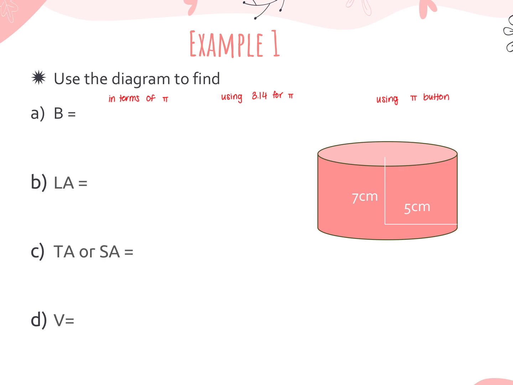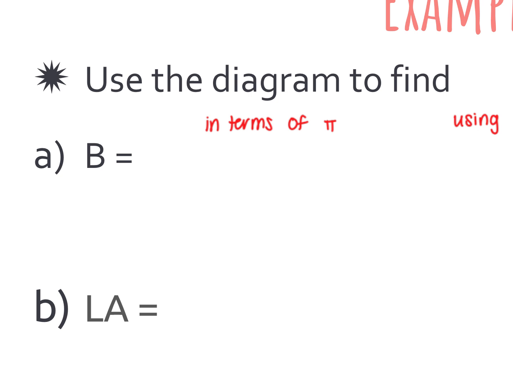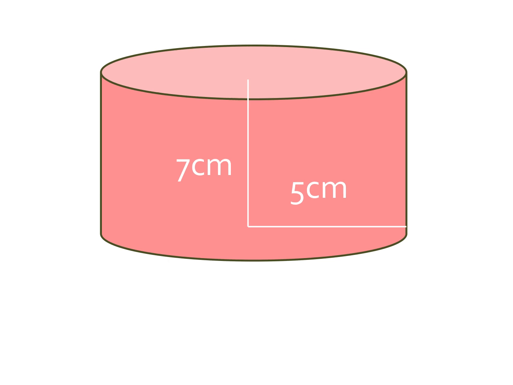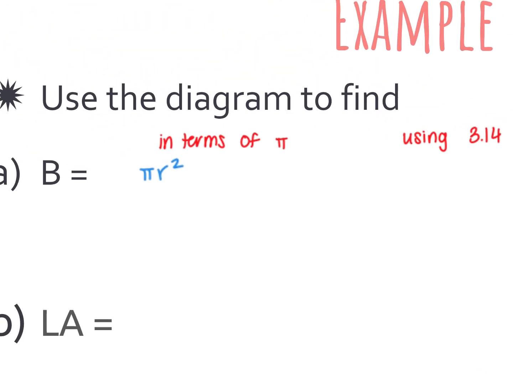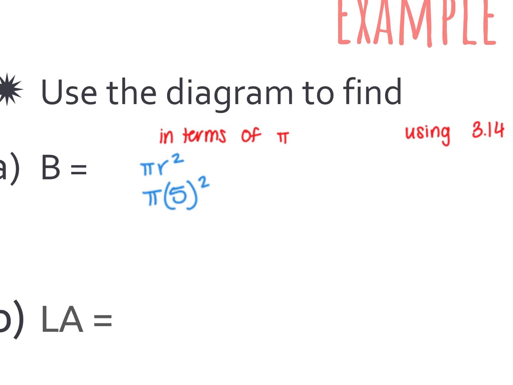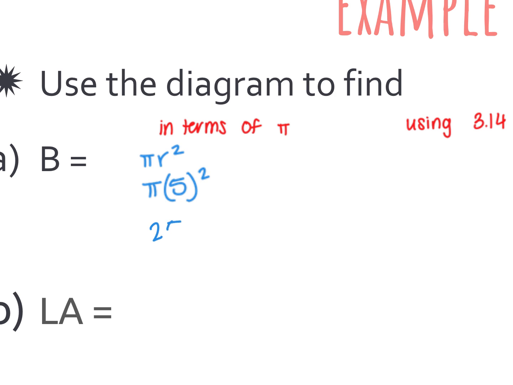So looking at the first one, they want me to find the area of my base. I'm dealing with a circle, so how do I find the area of a circle? What's the formula for that? Good, it's going to be pi r squared. Looking at my diagram, my radius is 5. Plugging it in, I'm going to have pi times 5 squared, leaving it in terms of pi. 5 squared is 25, so 25 pi centimeters squared is my answer for this one.